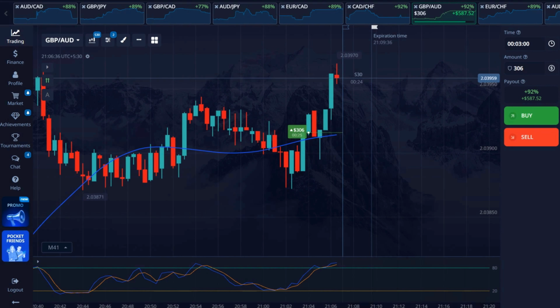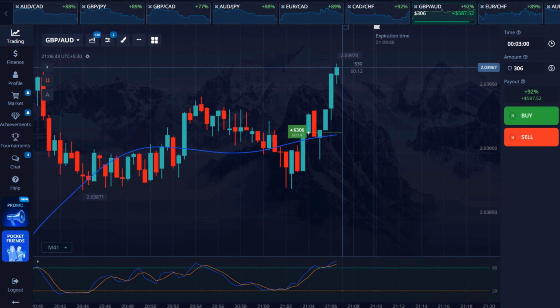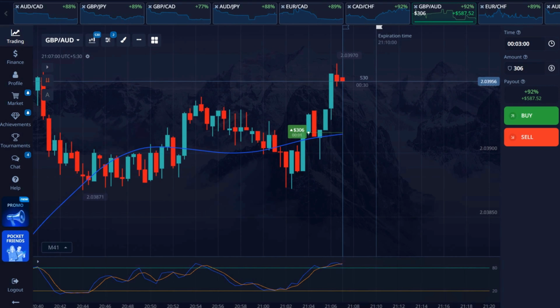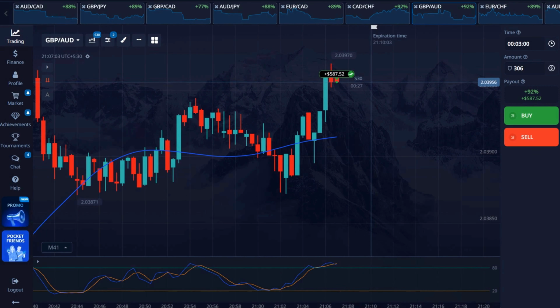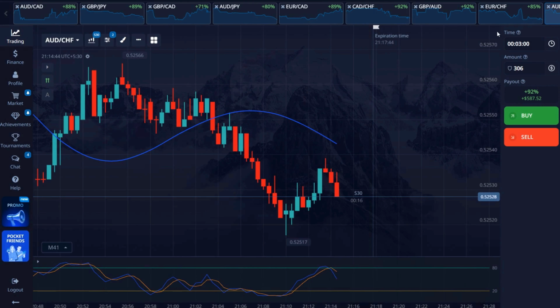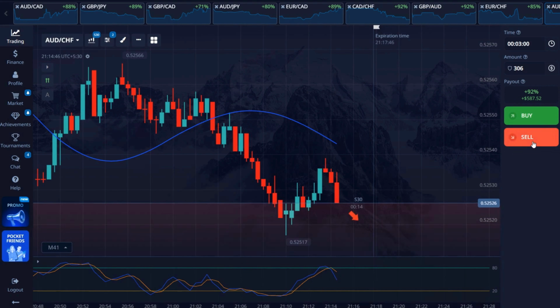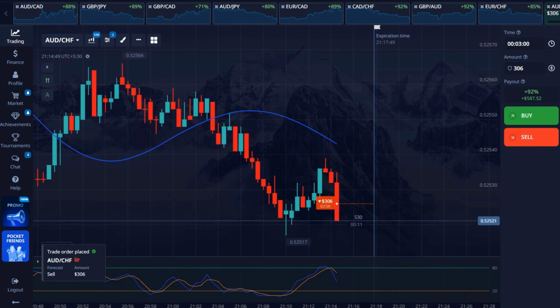All right, traders, let's understand the concept first. This strategy uses two simple but powerful tools: the triple moving average, TMA, and the stochastic oscillator. The TMA helps identify the main trend direction. When the price is above the TMA line, the trend is up. We look for buy setups. When the price is below the TMA line, the trend is down. We look for sell setups.